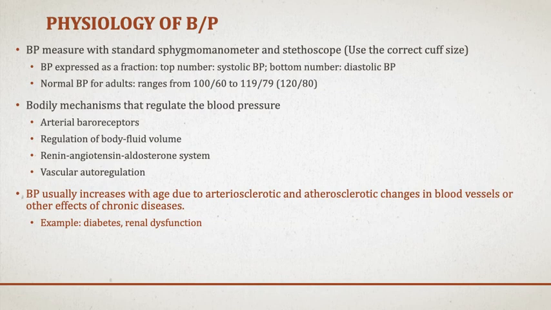Now the body regulates blood pressure all throughout the day, and the components that do that are the autonomic nervous system, the kidneys, and the endocrine glands. These all regulate that arterial pressure. Now, blood pressure increases with age due to arteriosclerotic or atherosclerotic changes in the blood vessels or some other effect such as a chronic disease like diabetes or renal failure.